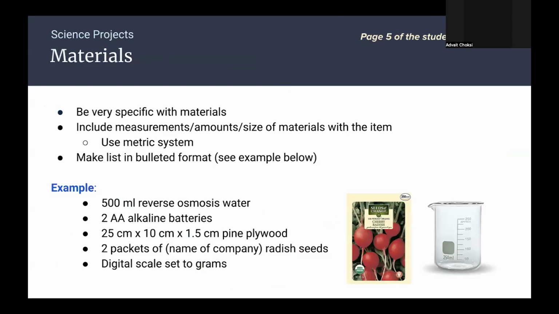So for your materials list in science projects, you're going to want to be very, very specific and also make sure to use the metric system. So here we can see in this example that you can also find in the notebook, they specify the specific name of the company. So 2 packets of the name of the company, radish seeds. And then also when they use the plywood, they're giving the exact dimensions in centimeters, not inches.